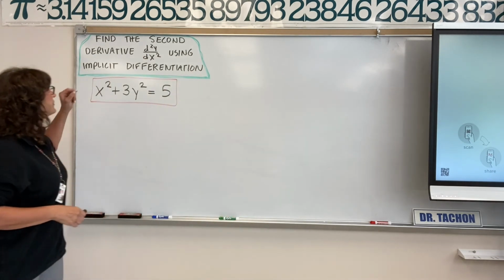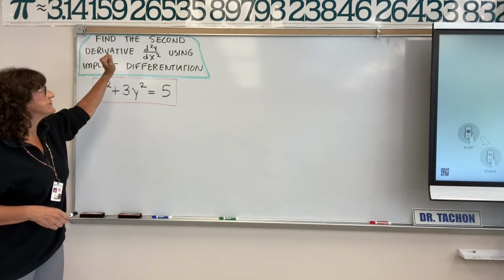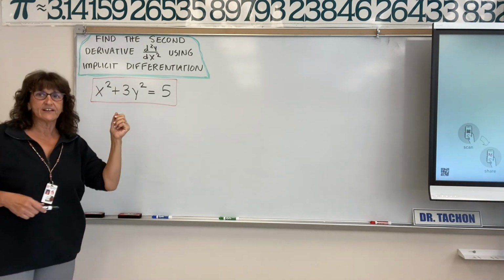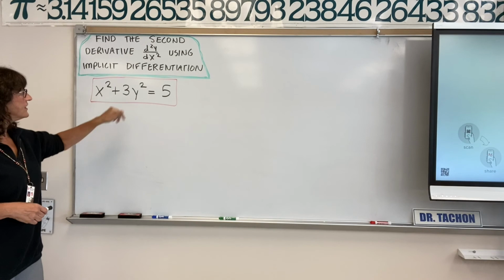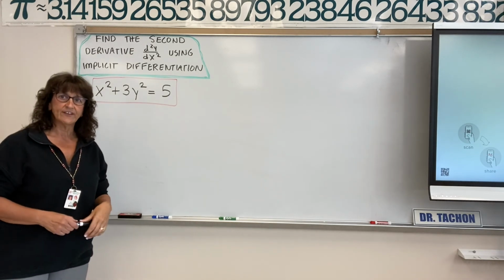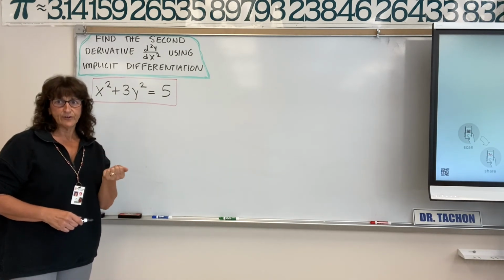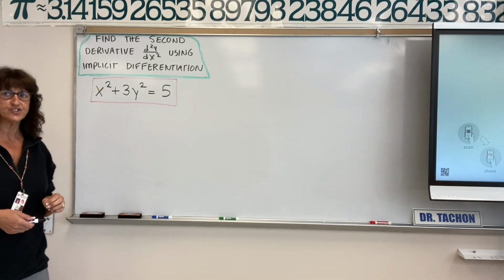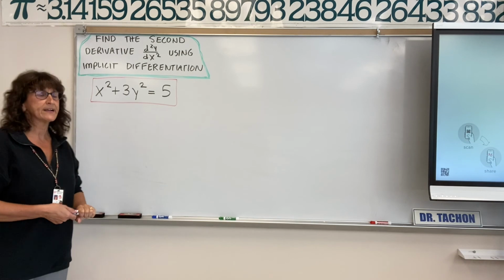We want to find the second derivative. Here's your notation for second derivative using implicit differentiation. The example I'd like us to take a look at is x squared plus 3y squared equals 5. So you want to start by finding the first derivative. To find the first derivative implicitly, we will just take each term and differentiate with respect to x.